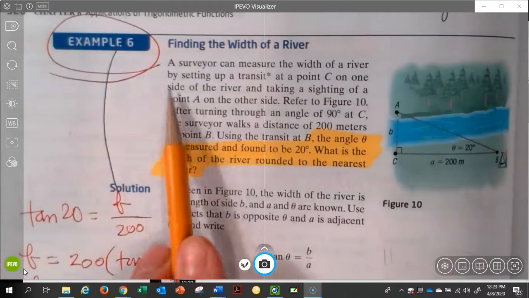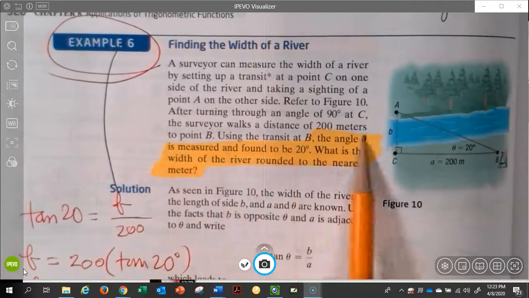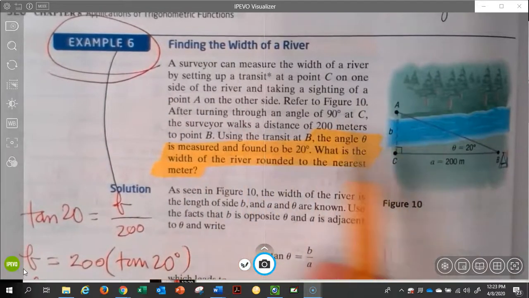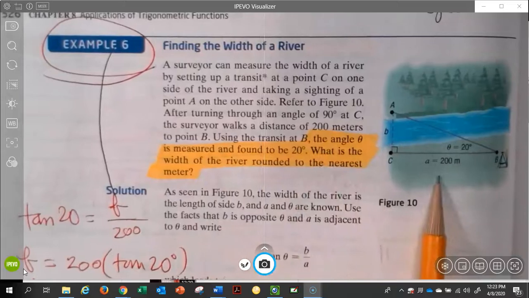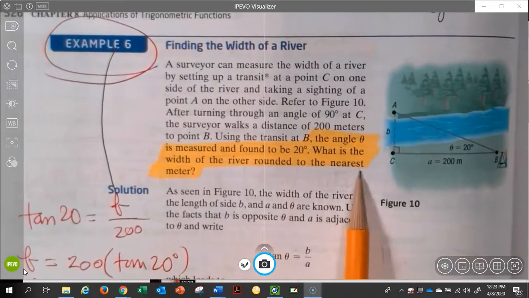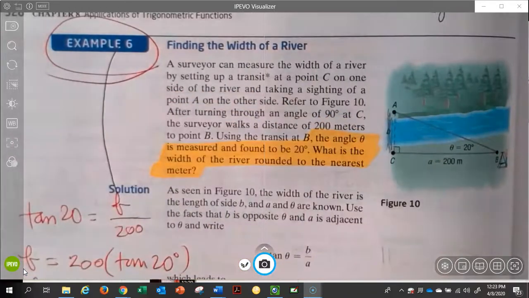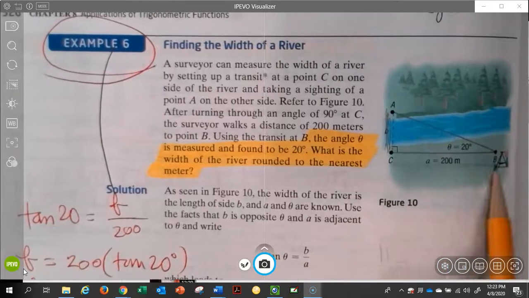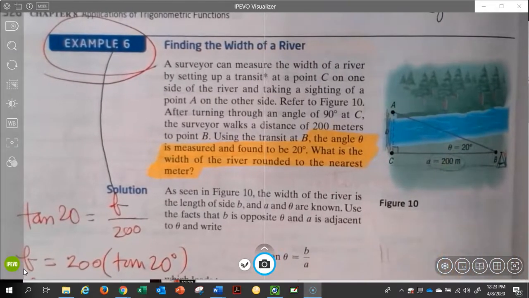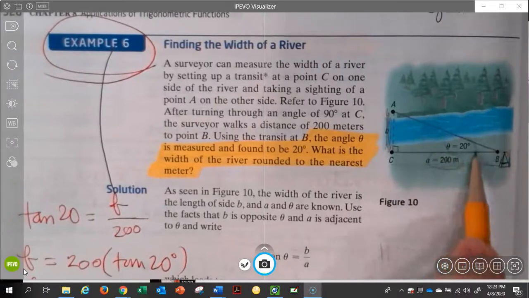Looking at example 6, there's a whole lot of information going on. We need to pick some data out, but we already have a drawing. And then what is the width of the river rounded to the nearest meter? Well, here is our river. And looking at our river, they had given us information like this is the distance we walk. It's a side. This is the angle.